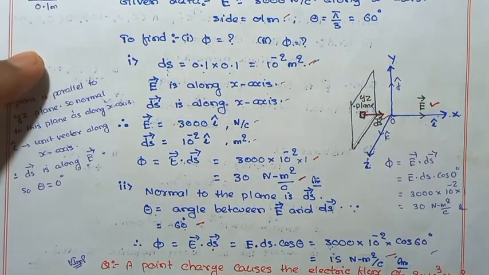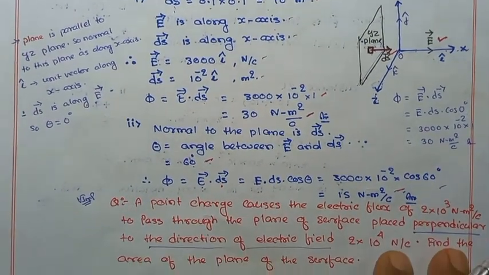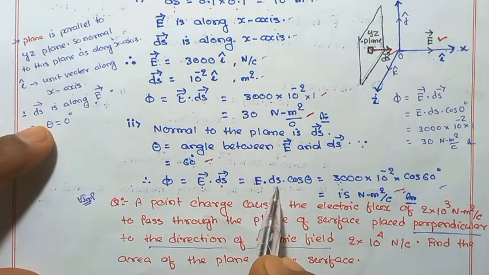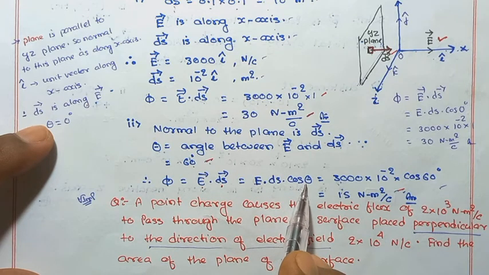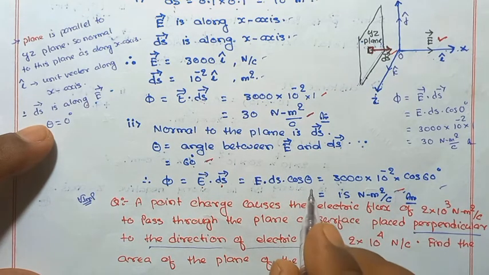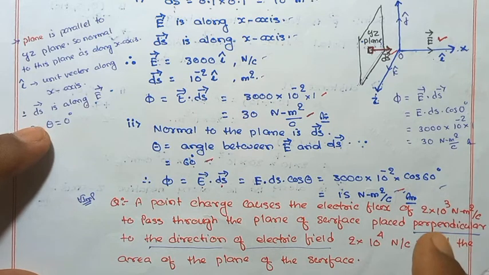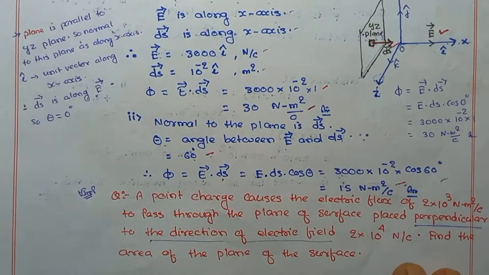Now phi is equal to E vector dot ds vector, that is magnitude of E multiplied with magnitude of ds multiplied with cosine of the angle between the two vectors. That theta is now 60 degree. So putting all these values and after solving we'll get 15 Newton meter square per coulomb. Okay. Next question we will see.